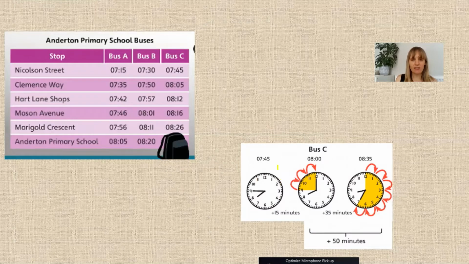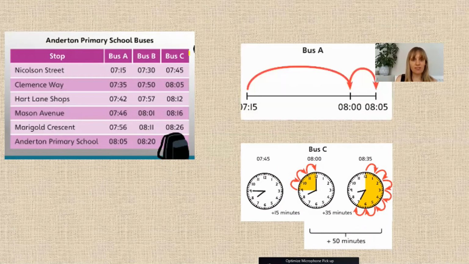Max has actually had a look here at bus C, and he wants to know if he catches bus C at 7:45, what time that would get to primary school, but his bag is in the way. So I've drawn here a timed number line that we can use, using the information from the timetable, because the information has told us that the buses all take the same amount of time. So what we've got to do is use the information from bus A or bus B to see how long it takes those buses to get to school.